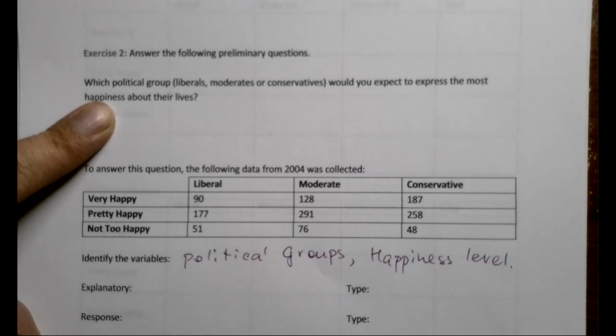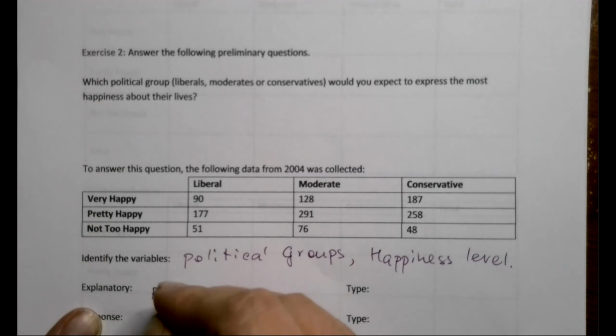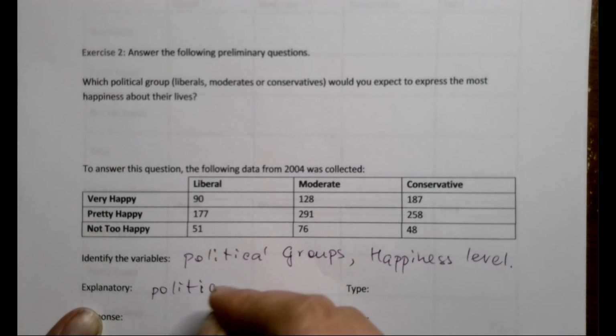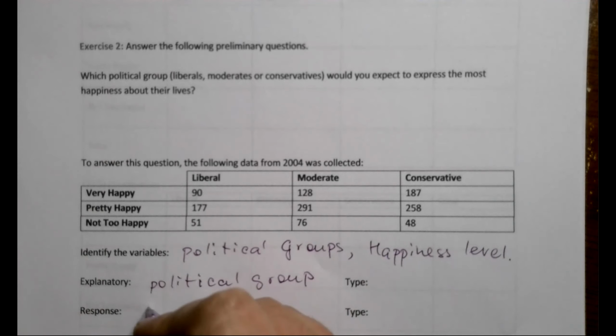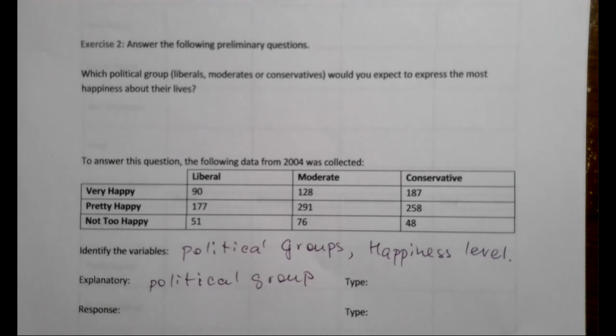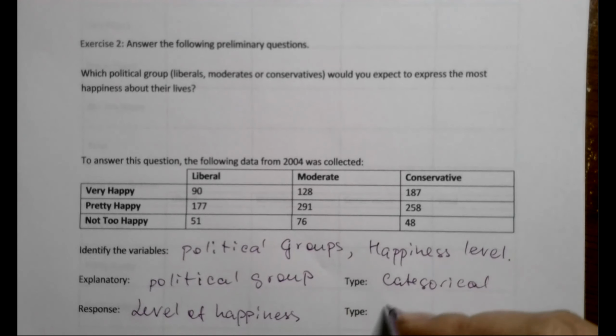Okay, so which is the explanatory variable, and which one is the response variable? Well, it says happiness should depend on the political groups. That's what we're investigating, right? So the explanatory variable will be political group, and the response variable is the happiness level, the level of happiness. All right, so this is categorical. Actually, both of them are categorical.